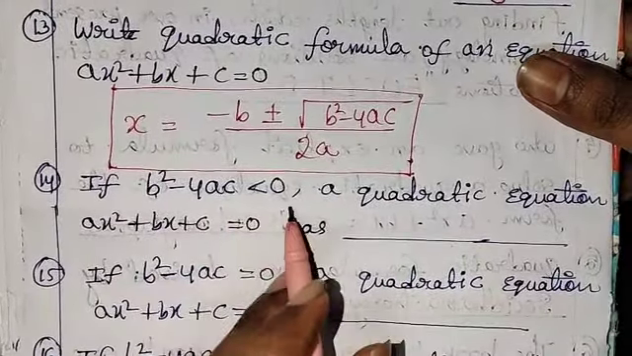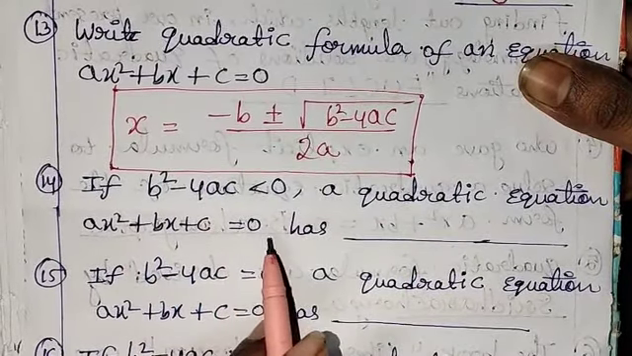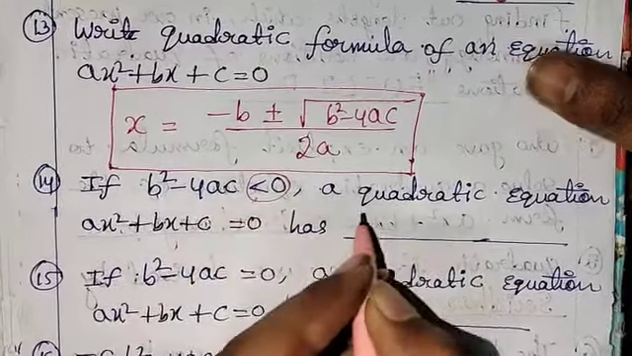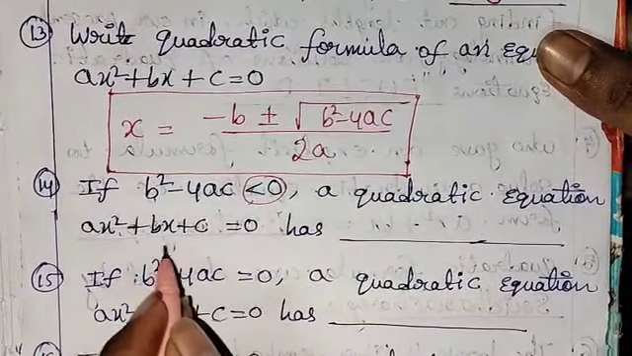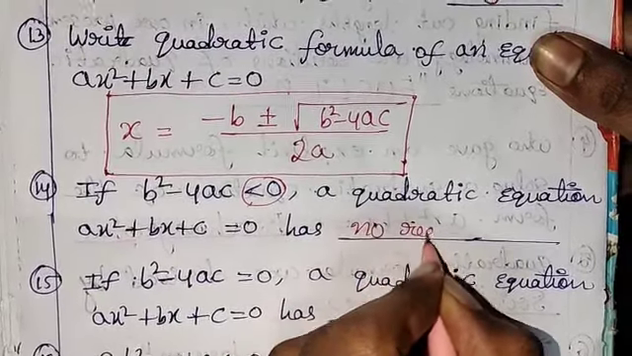If b² − 4ac is less than 0, a quadratic equation ax² + bx + c = 0 has, so if the discriminant is less than 0, the quadratic equation has no real roots.